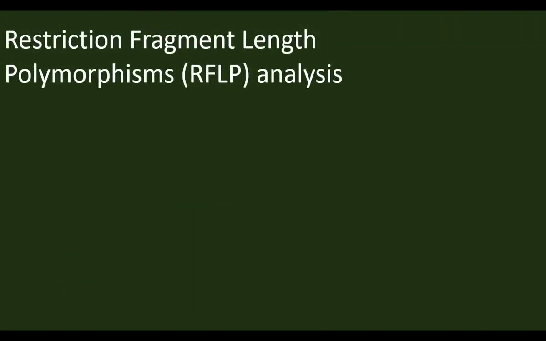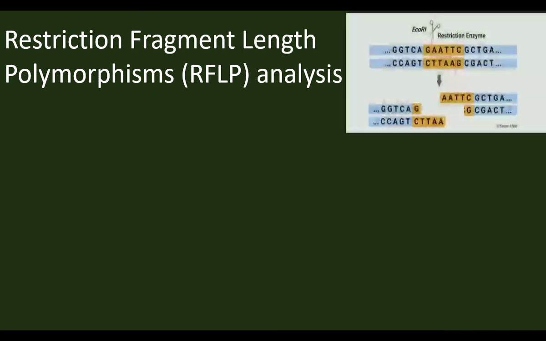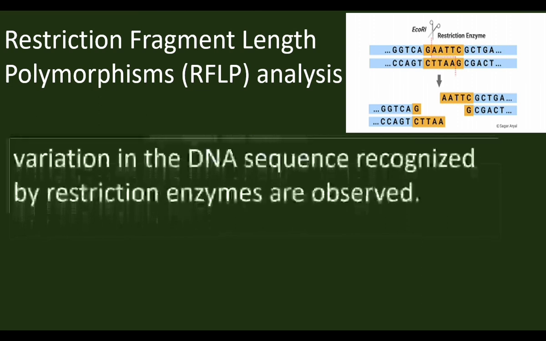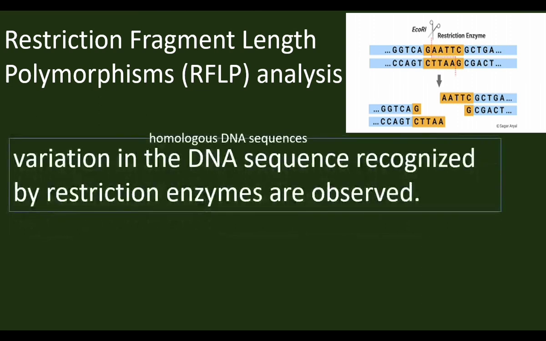Restriction fragment length polymorphism analysis. Restriction enzymes are enzymes produced by bacterial cells. These restriction enzymes cut the DNA at a particular place. Variation in the DNA sequence recognized by restriction enzymes is observed. A particular restriction enzyme cuts the DNA at the action site. A restriction enzyme recognizes a particular DNA sequence that is observed.